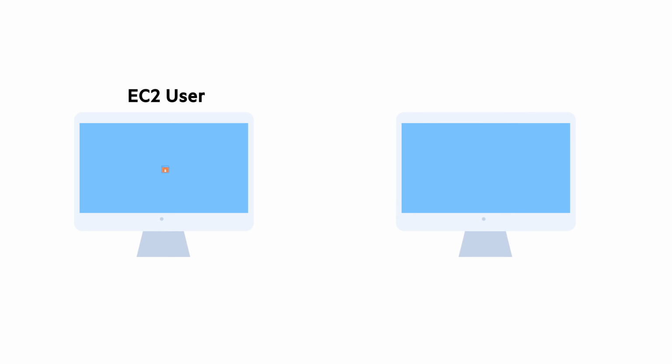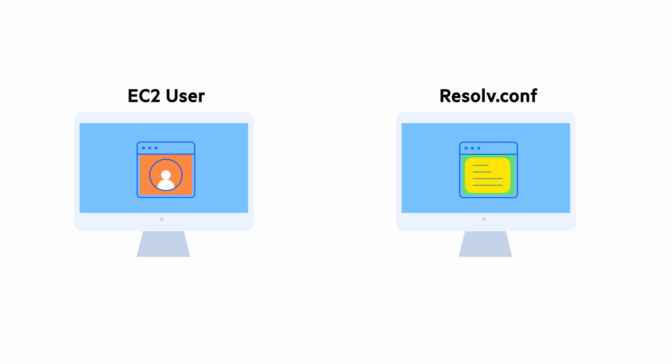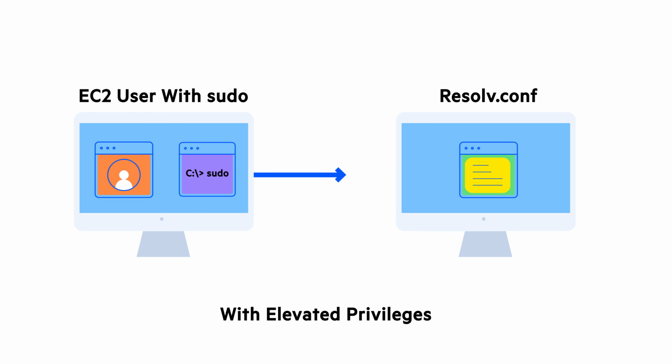The first attempt will use the EC2 user account and attempt to modify the resolv.conf file to add an additional name server. This attempt will fail due to the protection enforcement on this system file. The second attempt will use the same account, but this time using sudo to provide the necessary permissions to update the file.